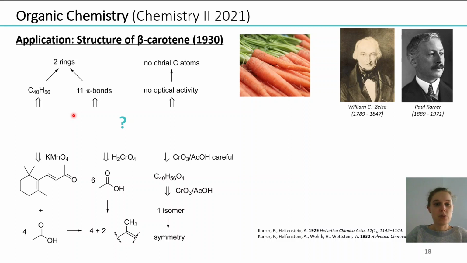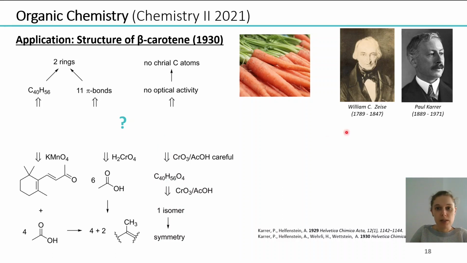So how could you then explain this difference in hydrogen atoms? The solution is that there must be 2 carbon-carbon rings. Furthermore, it was known that this molecule shows no optical activity. Hence, this molecule cannot contain any chiral carbon atoms. This was also important knowledge. And that was the starting point.